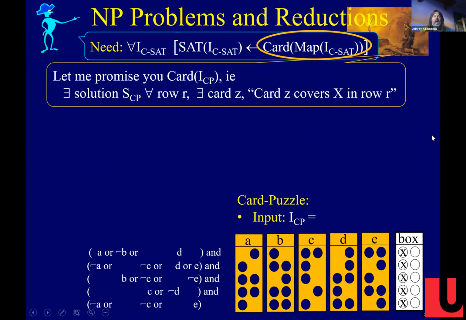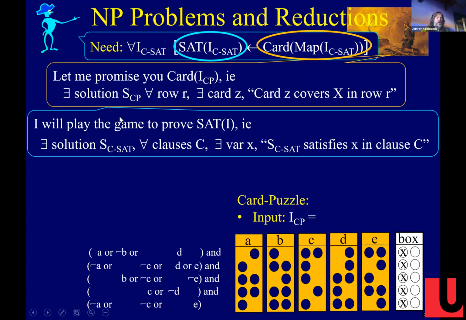Okay, great. Now we're assuming the left-hand side, right? So the oracle up here is promising us that the cards are satisfiable. And what does it mean for the cards to be satisfiable? It means there exists a way of flipping the cards such that for every row, there is a card that covers that X. That's what it means, and that's what she's promising us. All right, and what is our goal? Our goal is to prove that the clauses are satisfiable.